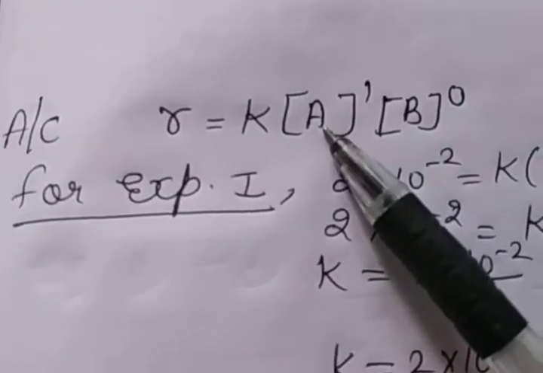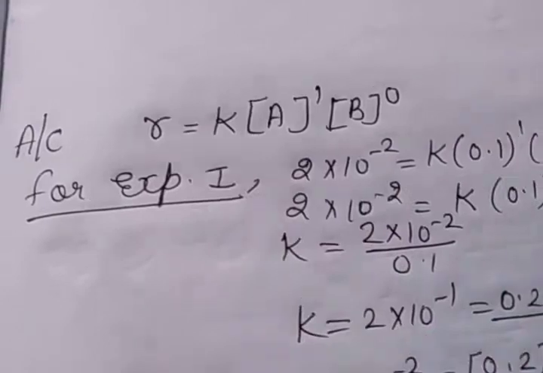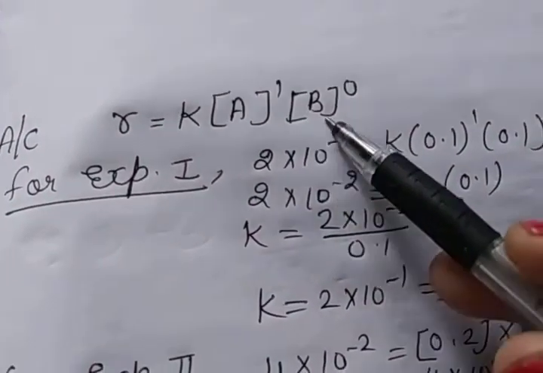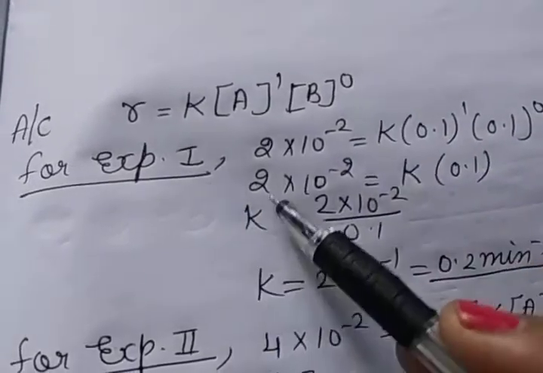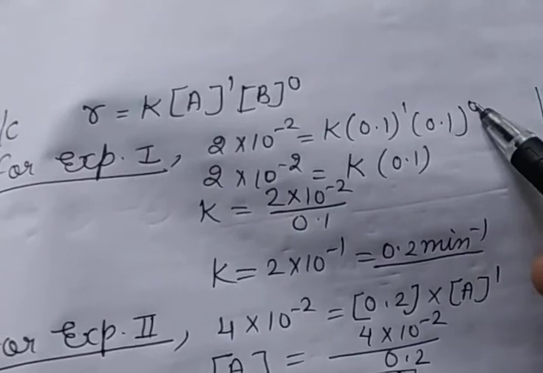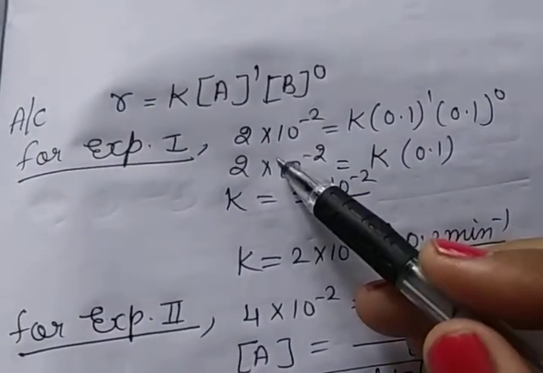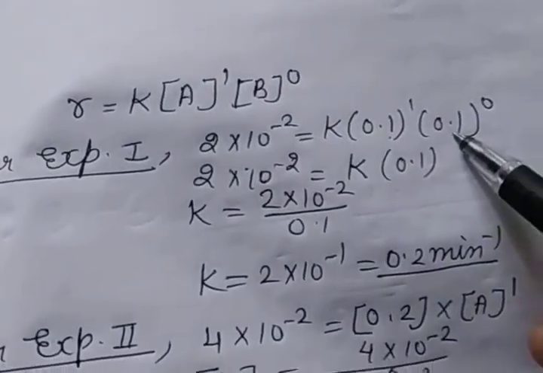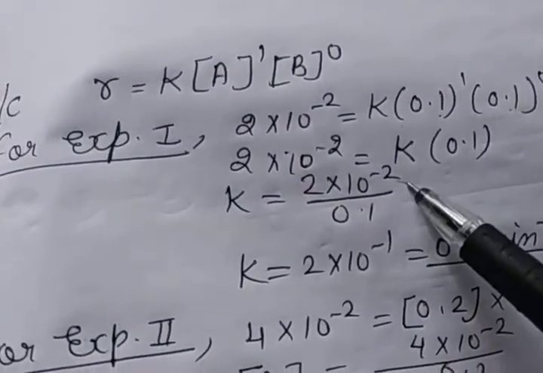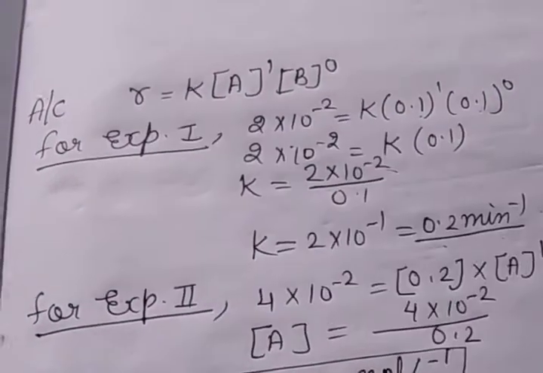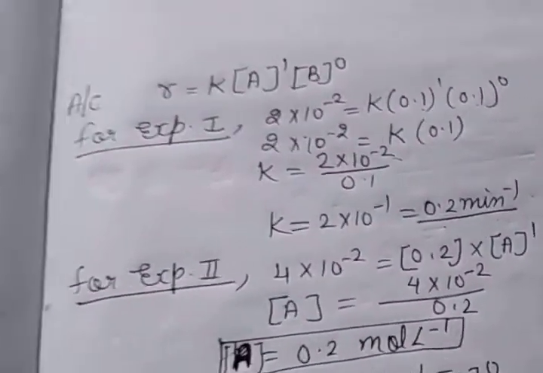First order in the concentration of reactant A, so R is equal to K, A power 1, and zero order with respect to B, so B power 0. For experiment first, R is equal to K, A power 1, B power 0. The R1 value is given, K is 0.1, the A concentration is given, the B concentration is given. So calculate, and the answer comes 0.2 minute inverse, because it is the rate constant K value. Then question number second.